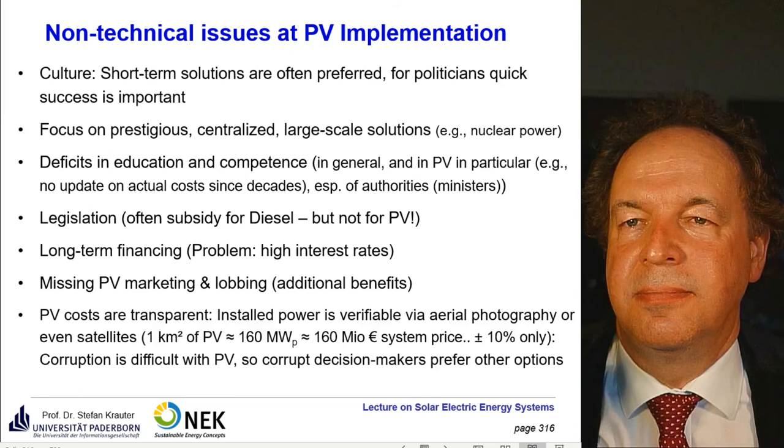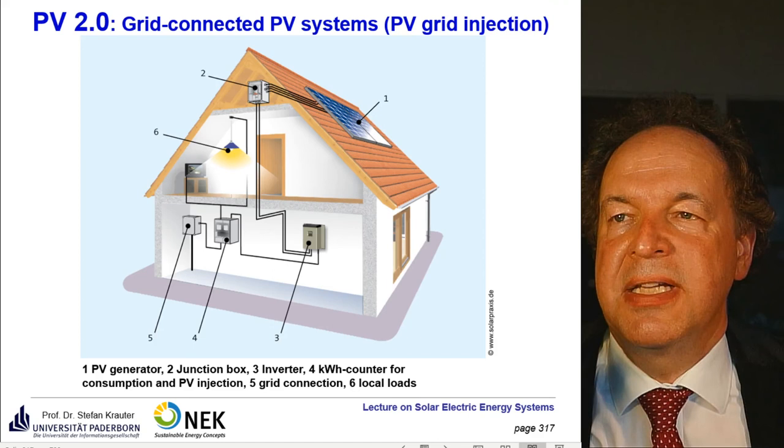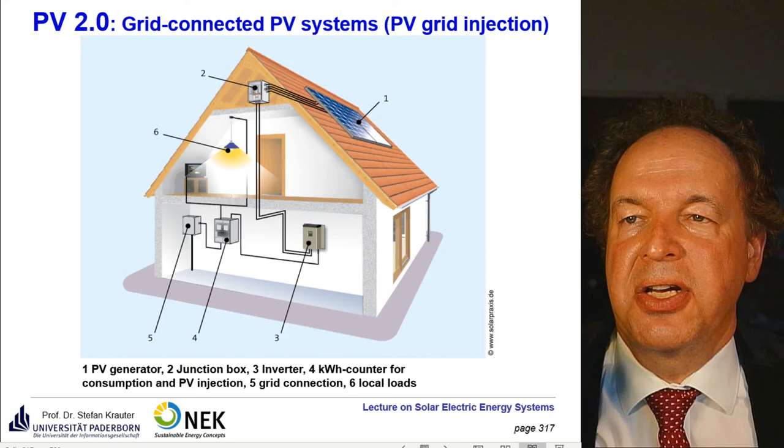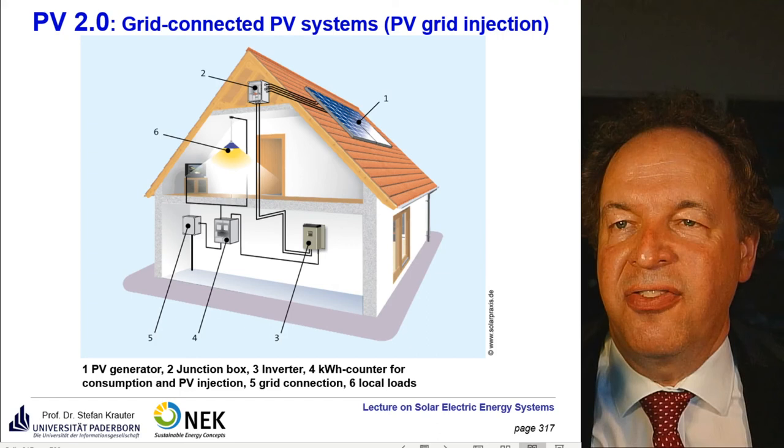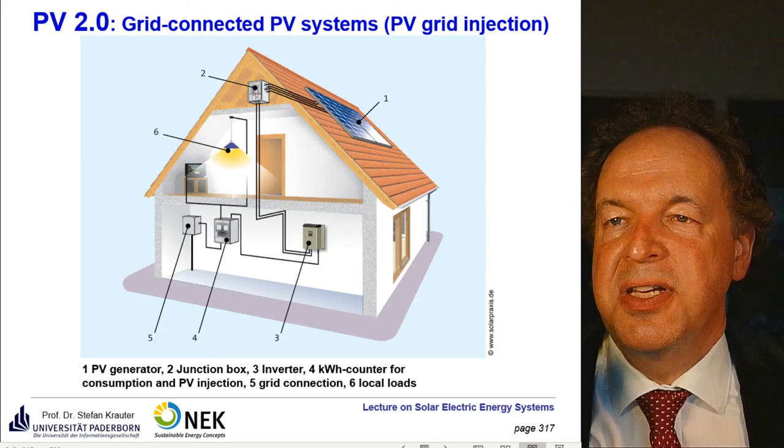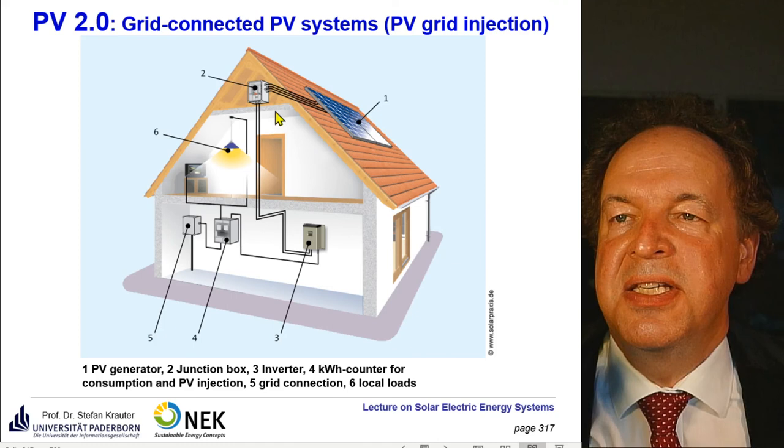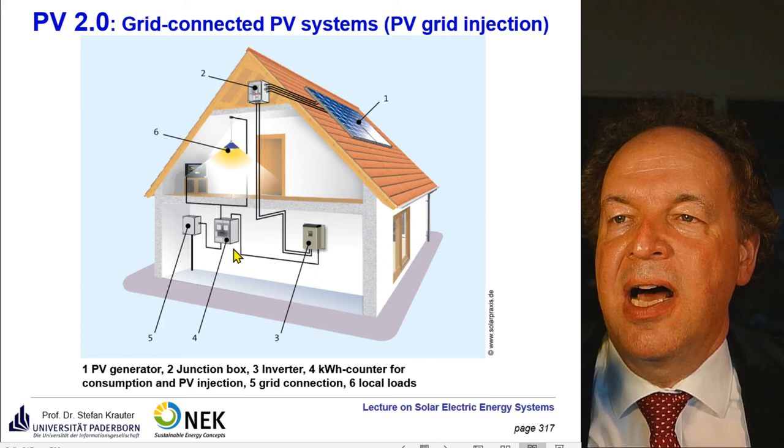Let's come to the grid connection solution. Let's call it PV 2.0. This is due to the German energy feed-in legislation, which started in the year 2000. There they started to install 1.5 million systems, as we see on this graph. These are systems up to 30 kilowatts, usually smaller, in the vicinity of 10 kilowatts. You have the PV generator here, the DC connection box here, then it goes down to the inverter. And then, very important, the kilowatt-hour counters for consumption and for grid feeding.